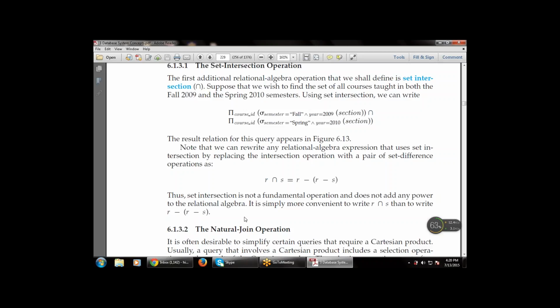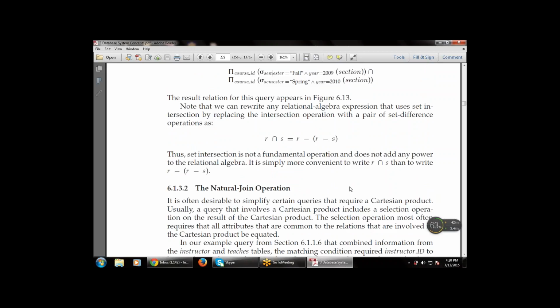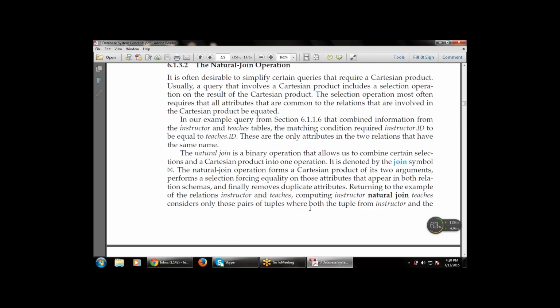Then the next additional operation is the natural join. What is a natural join?